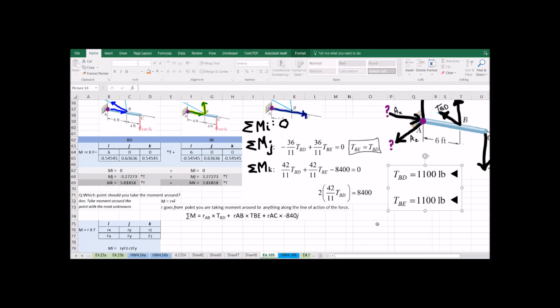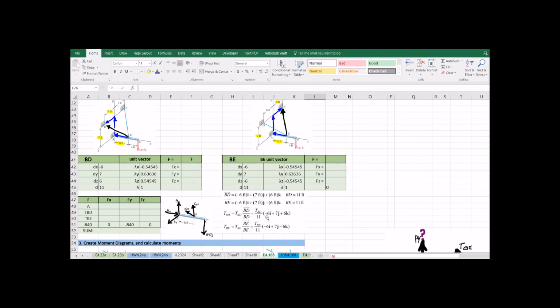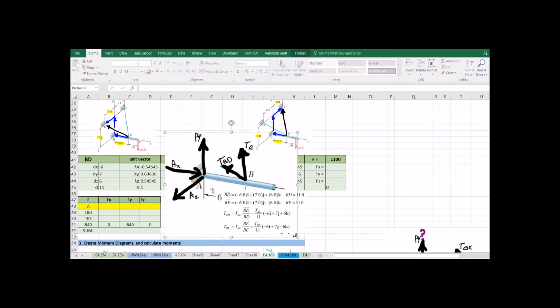Okay, once we have our tensions, 1,100 pounds, we can go ahead and plug those back into here, and we have to break these forces into their IJK components, because eventually we still need to know all the forces at A, right? While we were solving all those moment problems, we forgot that there's all these unknowns over here at A.